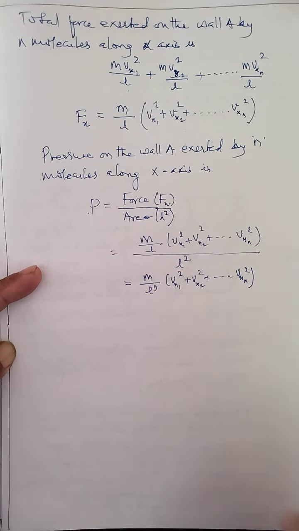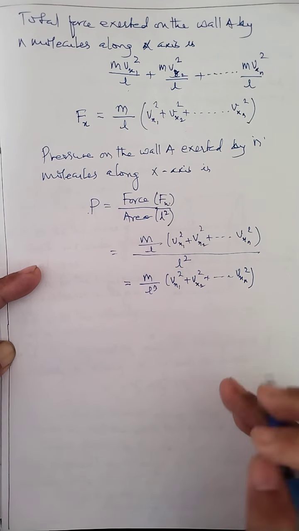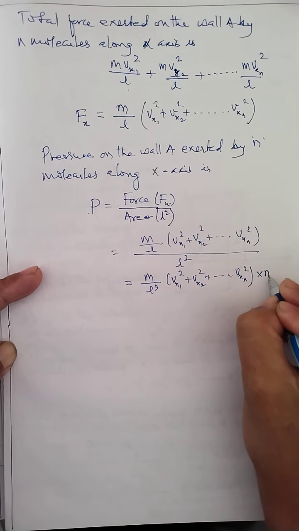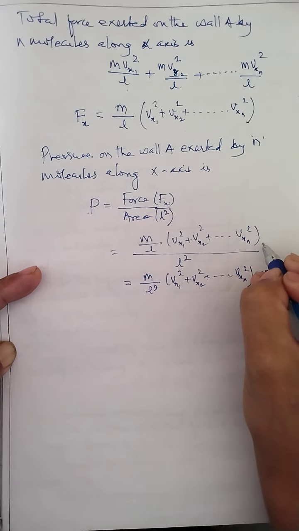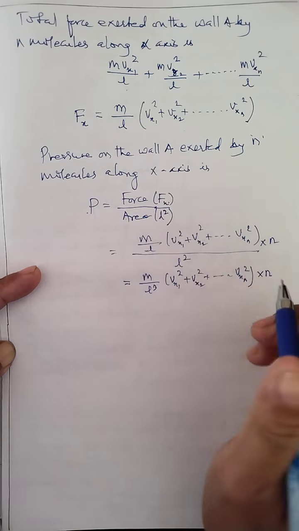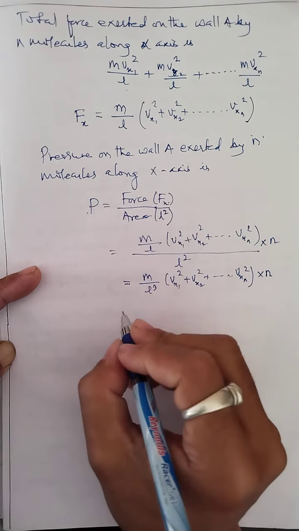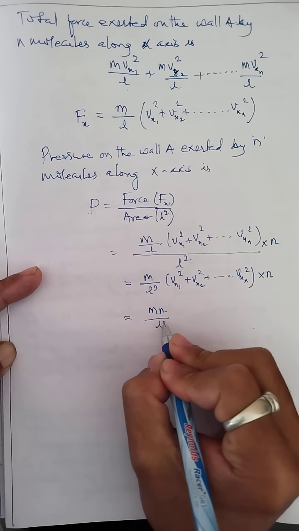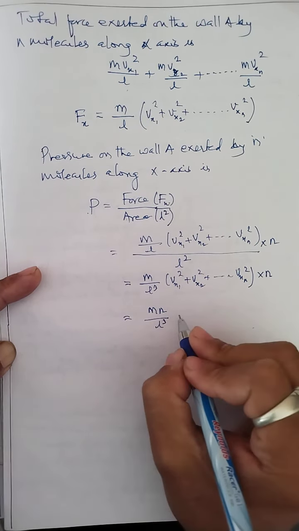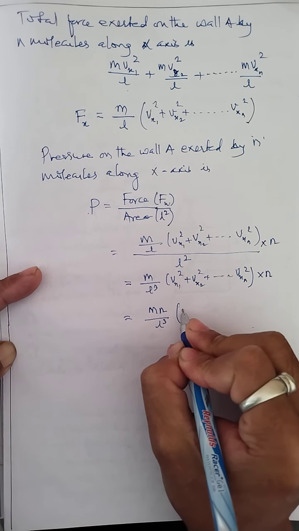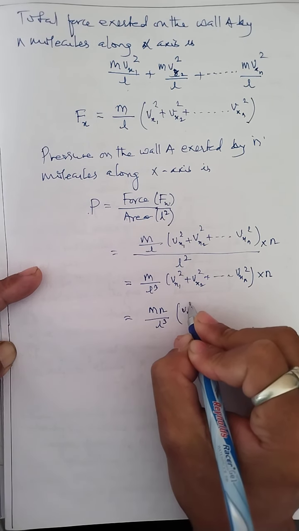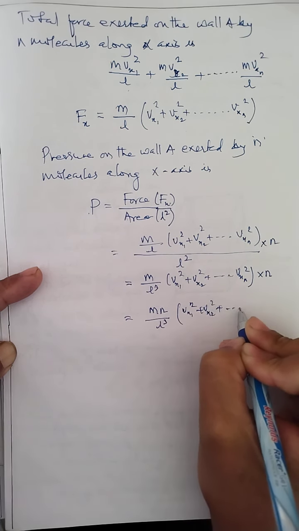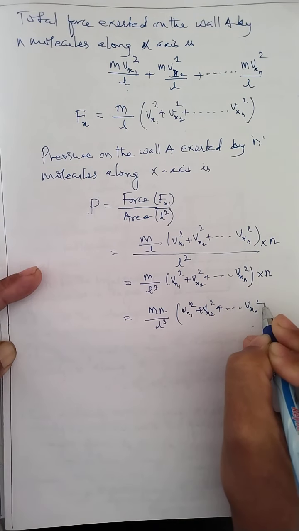But children, we are actually measuring this pressure exerted by n number of molecules. So what we do? We multiply by n. In this expression we multiply by n, since this is for n number of molecules. So it will be m into n, mn by L cube, with vx1 square plus vx2 square plus dot dot dot up to vxn square.